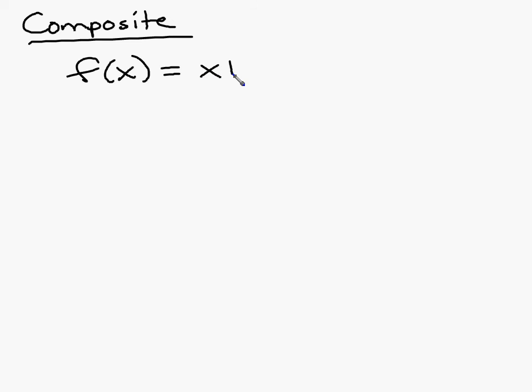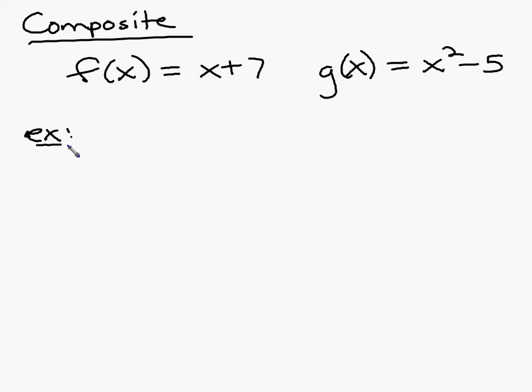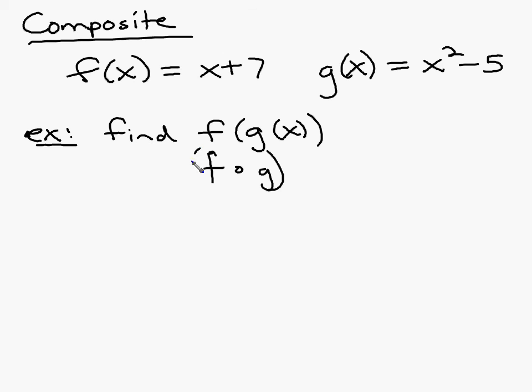f of x is x plus 7, and g of x is x squared minus 5. And then maybe they say, for example, find f of g of x. Isn't it also written another way sometimes? Isn't it sometimes like f dot g like that? Doesn't that mean the same thing?